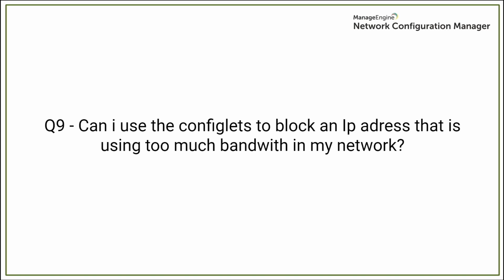How can I use the configlets to block an IP address that is using too much bandwidth in my network? As I said earlier, you can use the configlet feature to create an access list, and you can save the access list and push the access list to multiple devices.